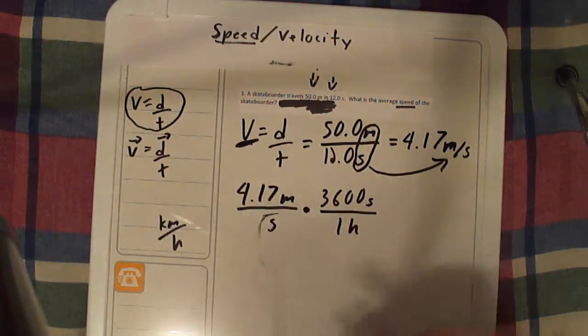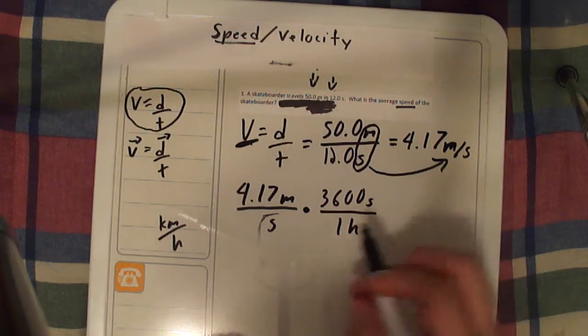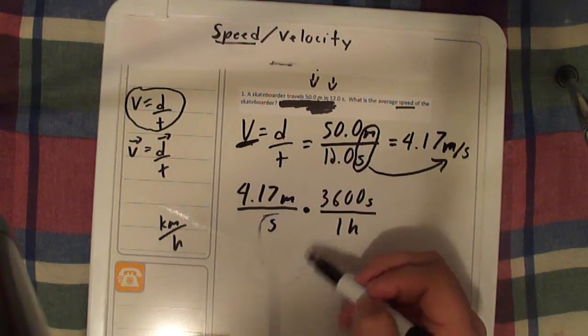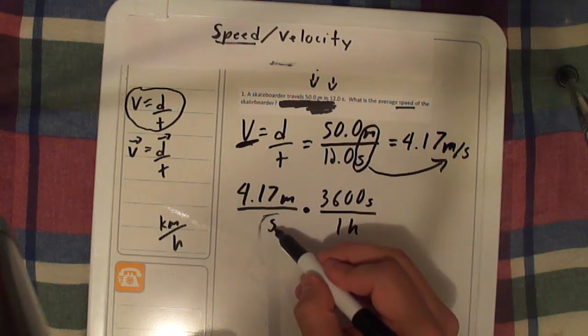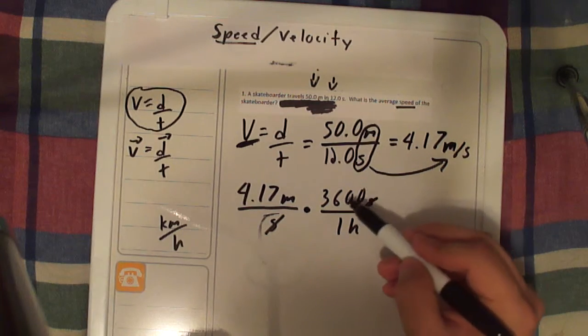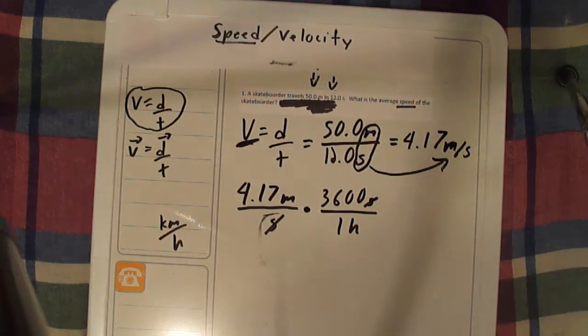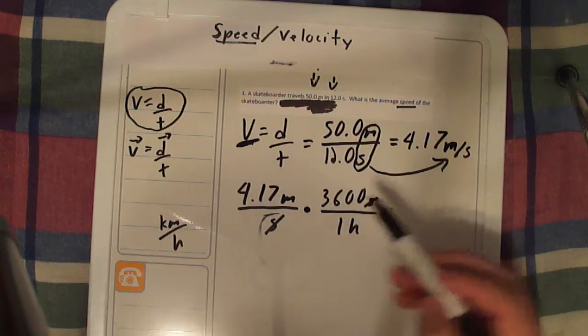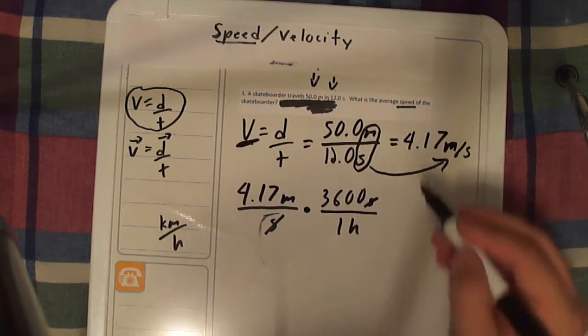I don't know if I actually said that already or not. Anyways, so this is to get rid of the seconds. You have seconds on the bottom, seconds on the top. Those will cancel, and there are 3,600 seconds, because there's 60 seconds in a minute and 60 minutes in an hour. 60 times 60 is 3,600. So you have 3,600 seconds in 1 hour. Seconds cancel. You're left with hours on the bottom.